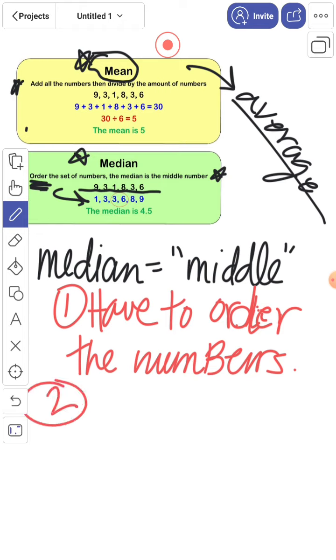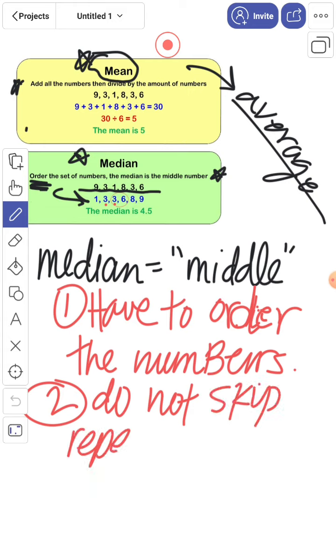Okay, the second tricky part about the median is that you have to list every time. You can't just put the duplicated numbers once. Obviously, if 3 shows up twice, you have to put it twice. So do not skip repeated values.